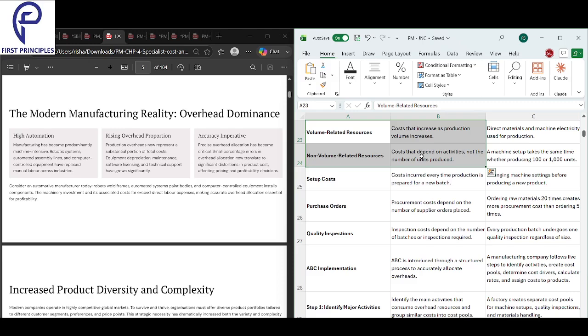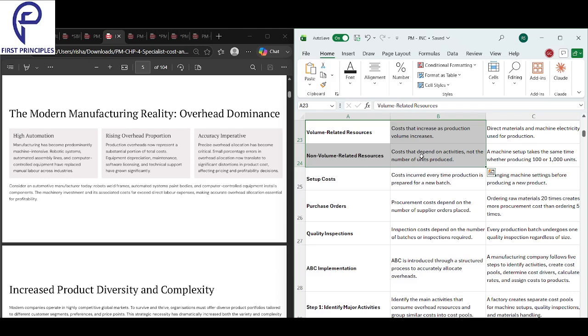Next, non-volume related resources. Costs that depend on activities, not the number of units produced. Costs that depend on activities, not the number of units, which is not related to the volume.